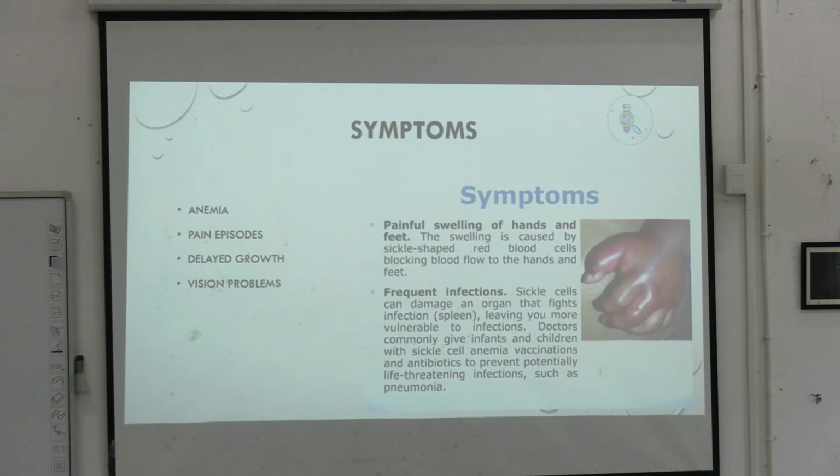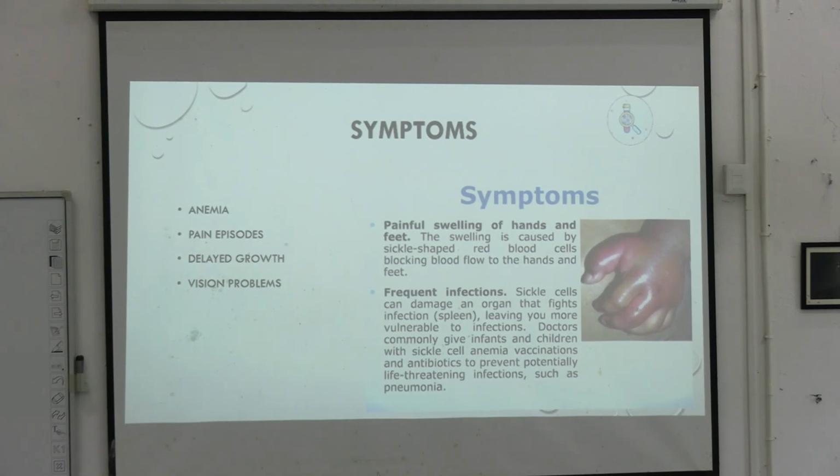Now, because the vessel walls are clogged, oxygen supply is not going to the muscles nor the organs. So the patient will always complain of pain all over the body. Okay, they will have cramps. They can have muscle cramps or pain. So they will come with multiple pain episodes.